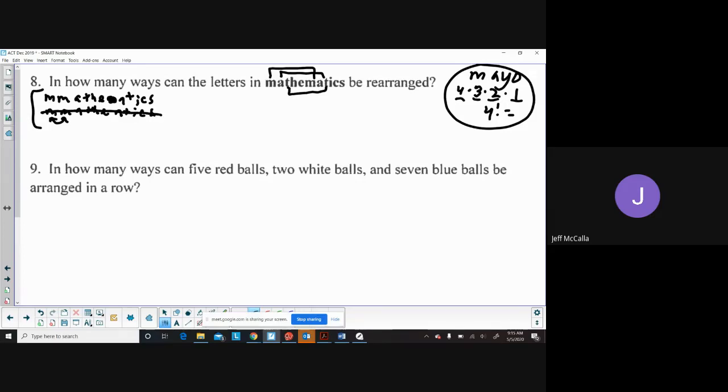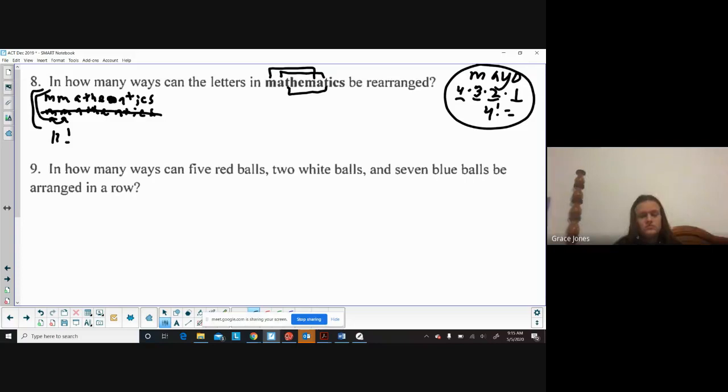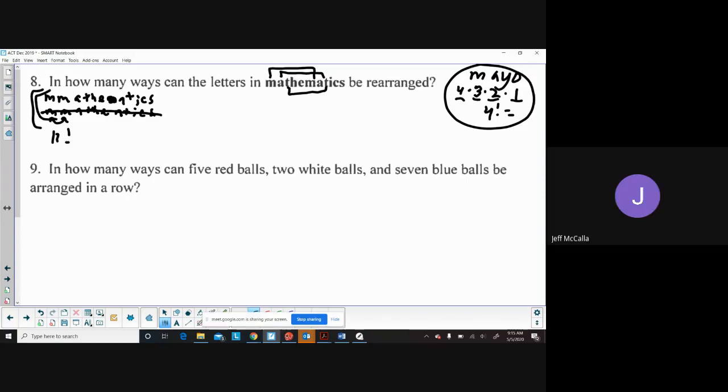So if we just did 11 factorial for this, there would be a number of combinations where I'm double counting the same arrangement, like I would be double counting that, for example. Does that kind of make sense? 11 factorial is going to give me too much.